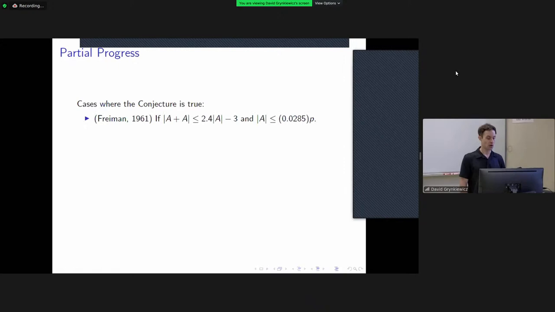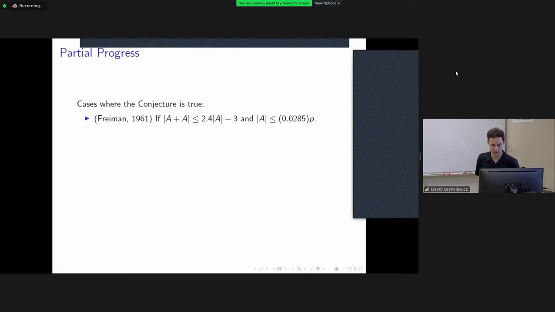So maybe we should start with the first result of Freiman. Here, he was not able to prove the entire conjecture. In fact, there was no conjecture back then. This is sort of the source of the style of result. And they sometimes call it the Freiman 2.4 theorem, although the method yields different constants. But basically the idea is that if you have a stronger small doubling restriction, so it's not at most 3k minus 4, it's now 2.4 times k minus 3. And you have a stronger density restriction.